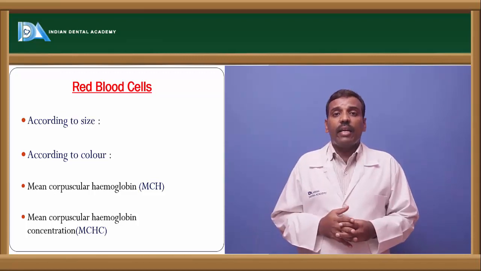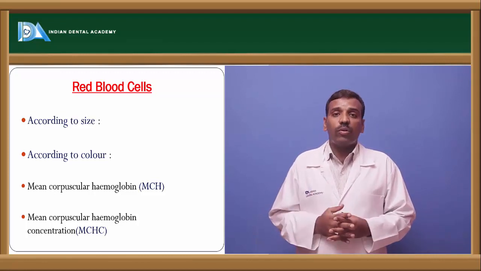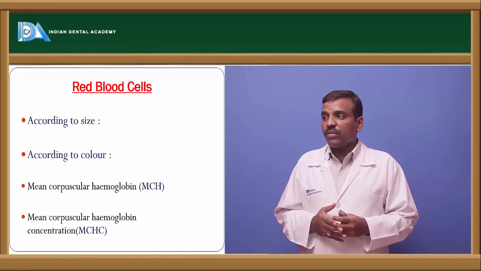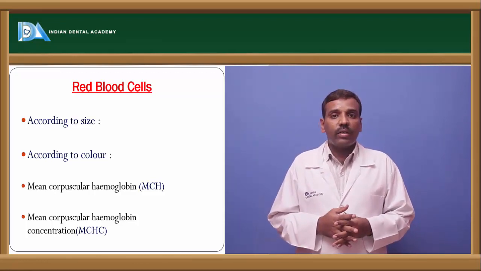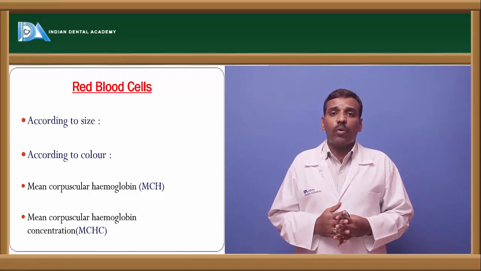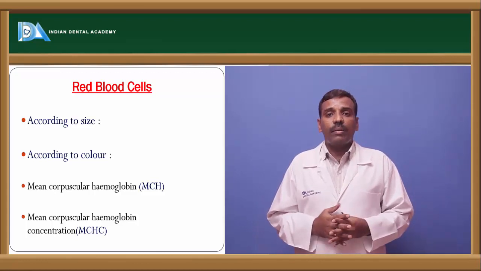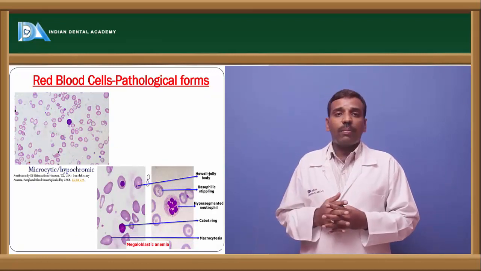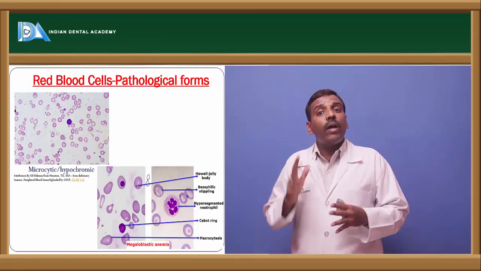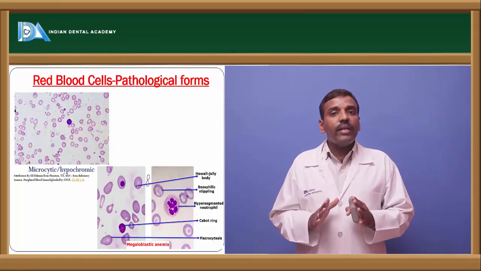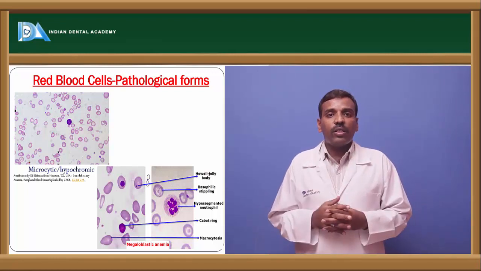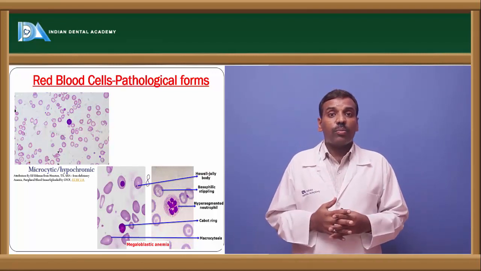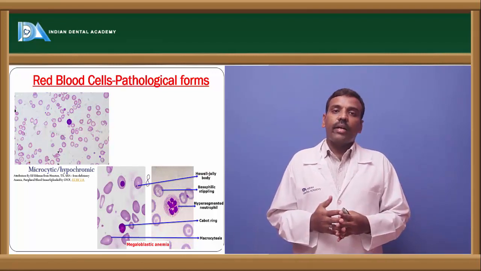In a single RBC, how much hemoglobin is present is called MCH. And next is mean corpuscular hemoglobin concentration. The average hemoglobin concentration in the total RBC is called MCHC. And next, the RBCs can be in different shapes, so abnormal shapes. Normally it is biconcave, and abnormal shapes we see in different cases like megaloblast, macrocyte, microcyte and normocyte.